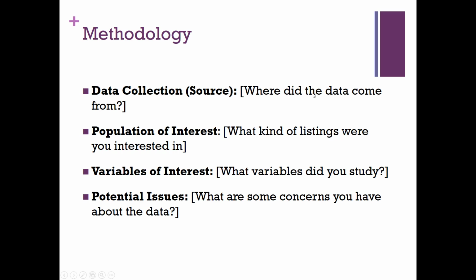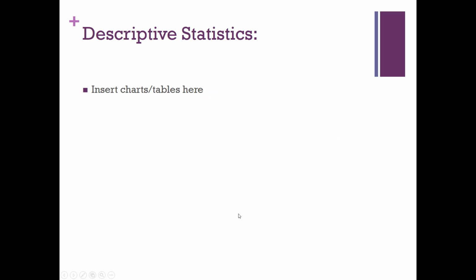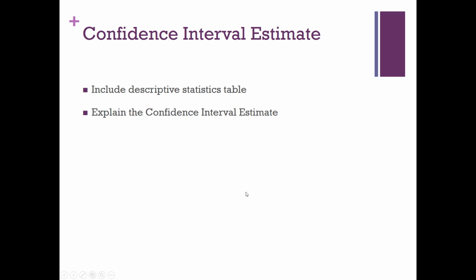Where'd the data come from? What kinds of listings were you interested in? What variables did you analyze? And what are some issues you have with the data? Here's a slide where I have my descriptive statistics ready to go. So I'll put in some charts and tables, maybe a pie chart or a bar chart. And then for my confidence interval estimate, I'm going to include a descriptive statistics table as well as my confidence interval estimate that I created.